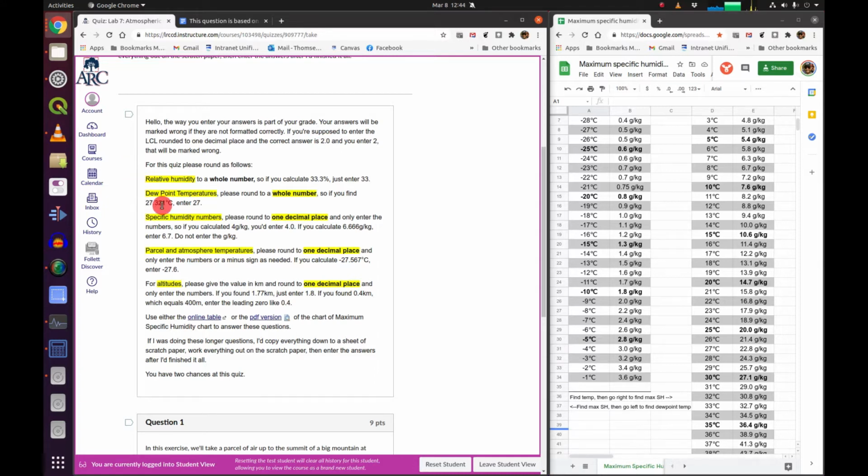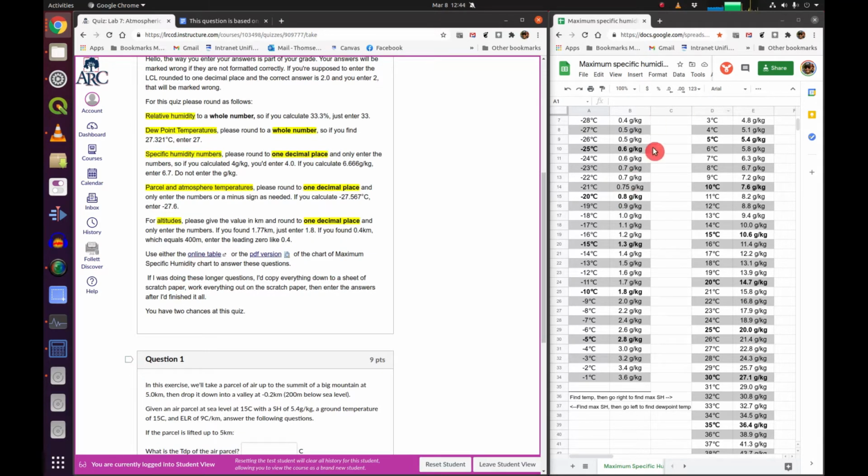For this quiz, please round as follows: relative humidity to a whole number. So if you calculate 33.3, you just enter 33. Dew point, rounded to a whole number. In fact, relative humidity and dew point are whole numbers, everything else 1 decimal place. That just made everything super simple. Specific humidity, parcel temperature, atmospheric temperature to 1 decimal place, and altitudes 1 decimal place. Use either the online table or the PDF version.